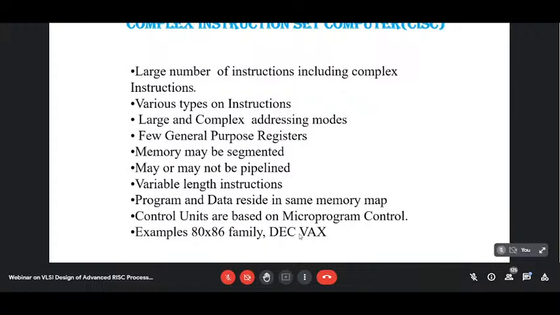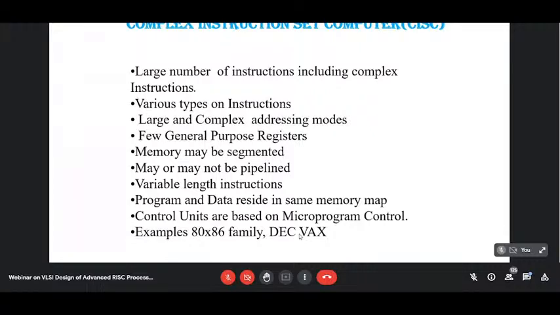I have not yet discussed pipelining. We'll discuss it soon. Variable length instructions means instruction lengths are not fixed. Some of the instructions are of 1 byte, some of them are of 2 bytes, some of them are of 3 bytes, etc. And program and data reside in the same memory bank. And they are basically based on a microprogram control unit. Now, instead of telling all these things, in a nutshell, what we can say is that the complex instruction set, the number of instructions, is large and complex. That is number one. They are basically von Neumann based architecture.